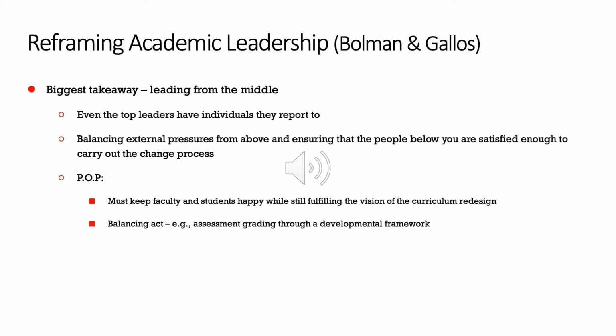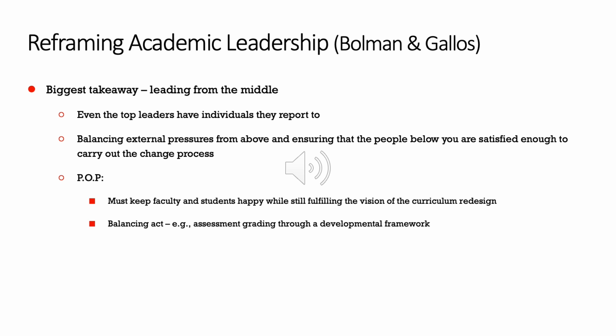For my own personal problem of practice, this was really working to keep faculty and students happy while fulfilling the vision of the curriculum redesign, which is from above, and the faculty and students are the people on the ground who might not see the bigger picture. So it really comes back to what we were talking about with education, creating one-pagers, bringing faculty in for faculty development to really understand why we're doing these things, and that we truly believe these things are going to be for the better, even though they might not see it at this point. And then just this balancing act.